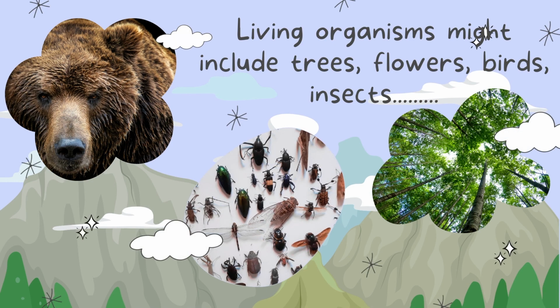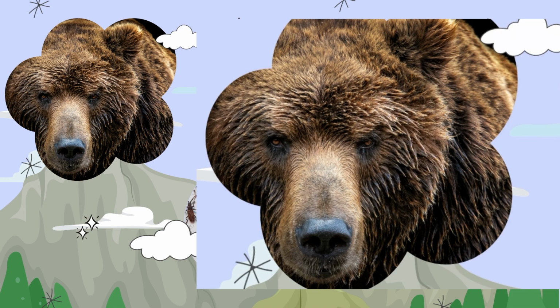Some of the living organisms you may find in an ecosystem are things like trees, flowers, birds, and even bugs. Can you think of some other living organisms that you might find in an ecosystem? Yep, there can be a lot of living things in an ecosystem, including animals.